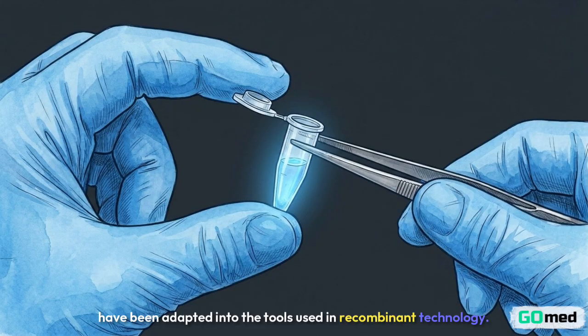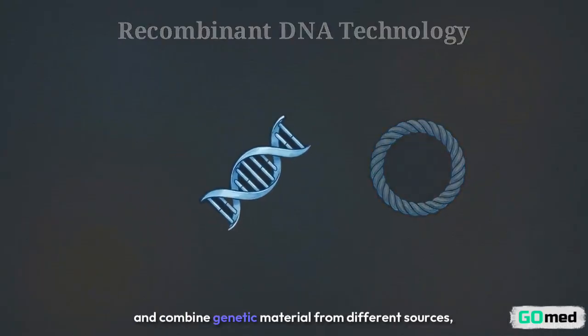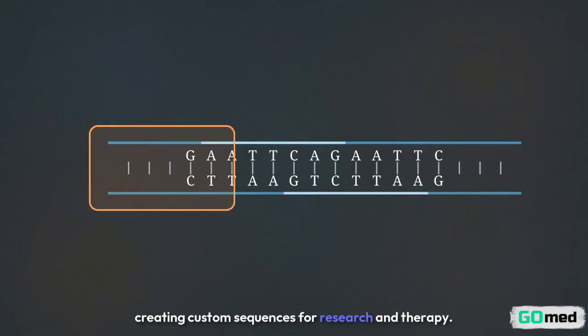These same biological mechanisms, the specific binding and enzymatic cutting of DNA, have been adapted into the tools used in recombinant technology. Recombinant DNA technology uses these molecular principles to isolate and combine genetic material from different sources, creating custom sequences for research and therapy.